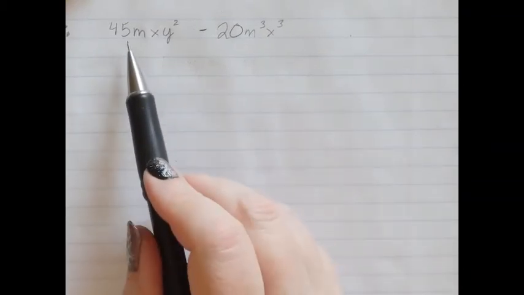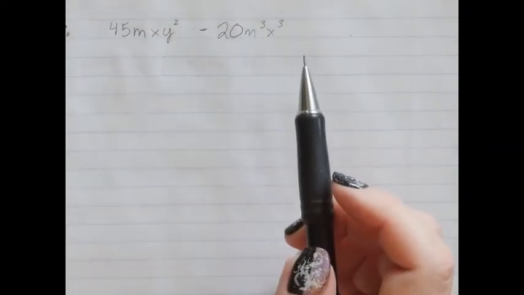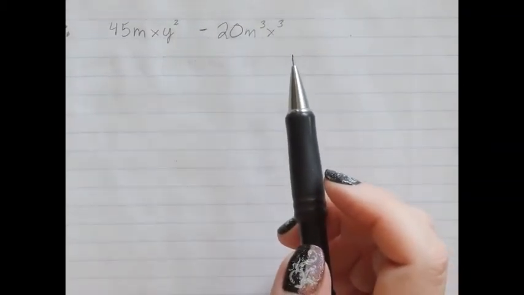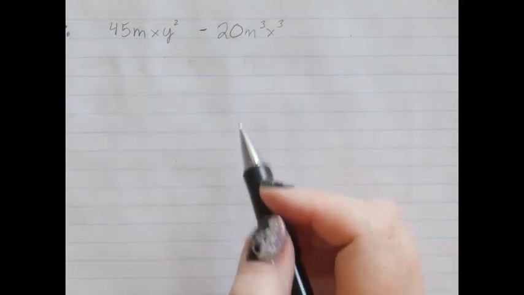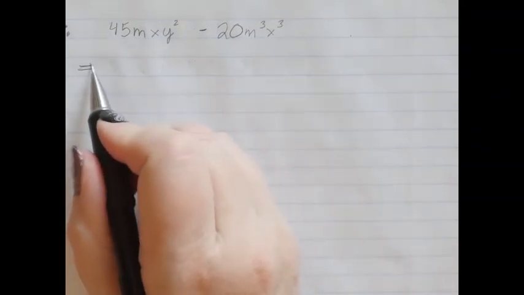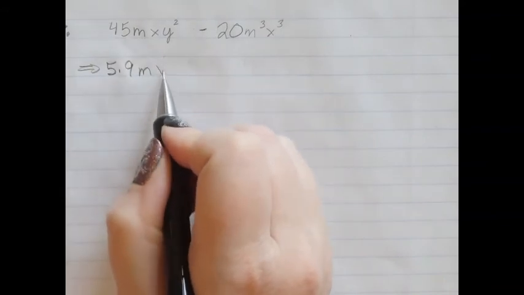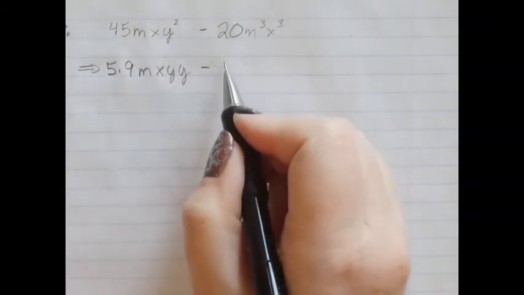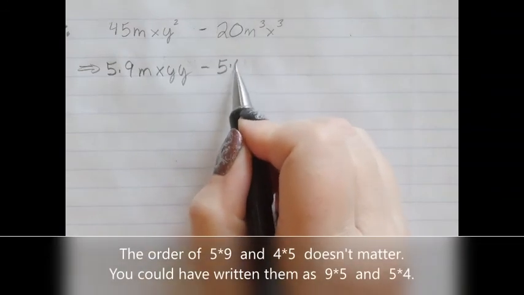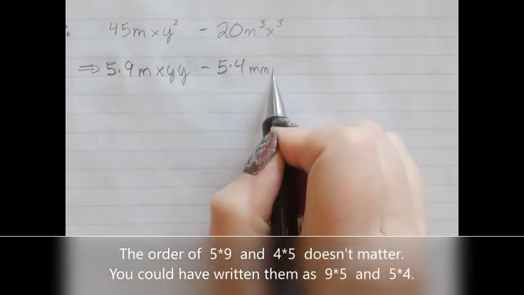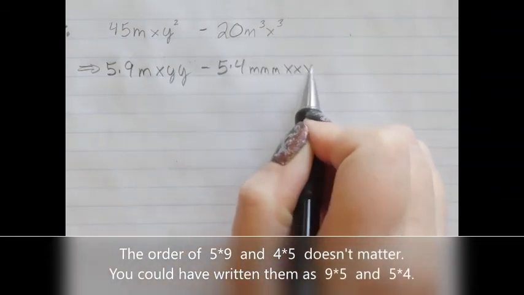All right, we have this new example. They always look worse than they really are. Please understand it. What do 45 and 20 have in common? The first thing I'm going to say is 5. Let's try the 5s. So we have 5 times 9 times m x y y, minus 20 is 5 times 4 x x x.